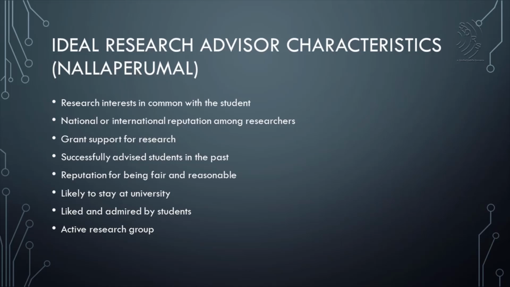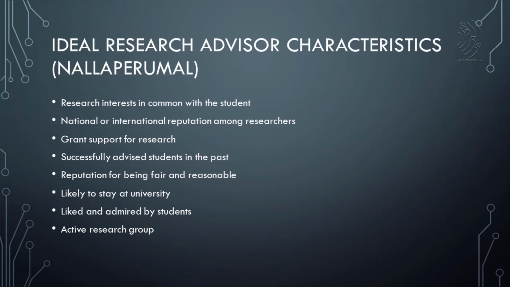research interests in common with the student. So you would want to have an advisor who is at least working in the same general area of your field that you want to consider in your own research. Ideally, they'd have a very good reputation among researchers, grant support for research. If you want to be supported on an assistantship, the funds would typically come from external sources, such as grants.